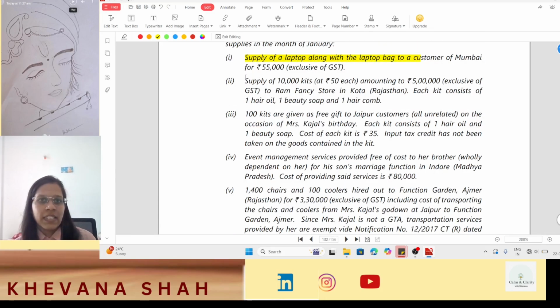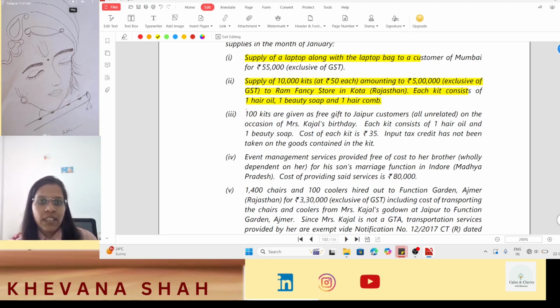Then the second one is supply of 10,000 kits at 50 each amounting to 5 lakh rupees excluding GST to Ram Fancy Store in Kota. Each kit consists of one hair oil, one beauty soap and one hair comb. So here, see, hair oil, beauty soap and hair comb I can sell separately. So this is the case of mixed supply.